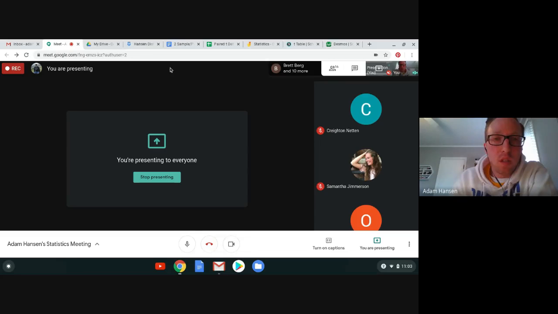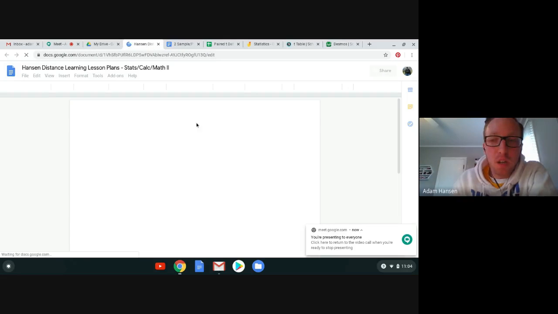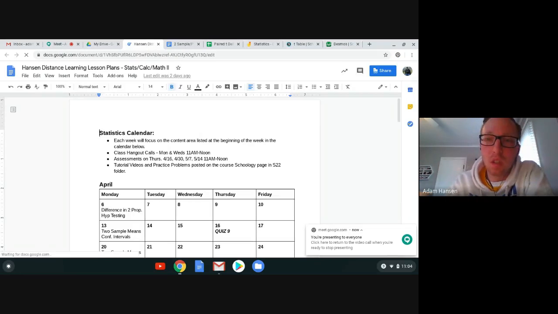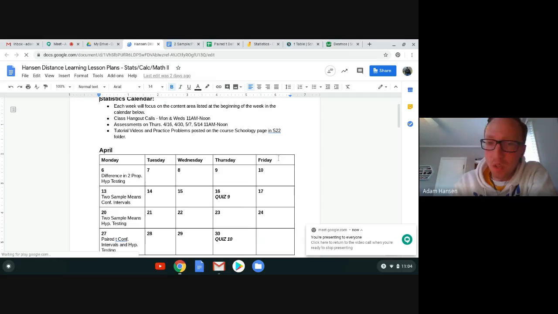We've got paired t-tests for the differences in paired data as our focus this week.